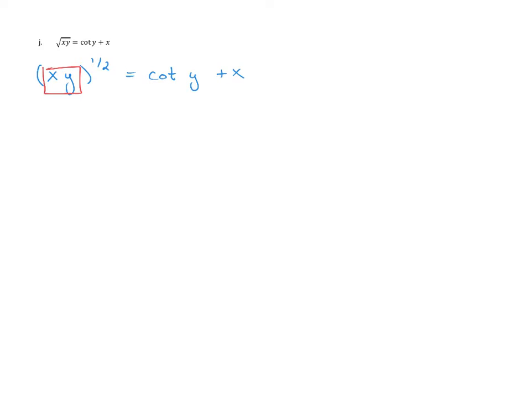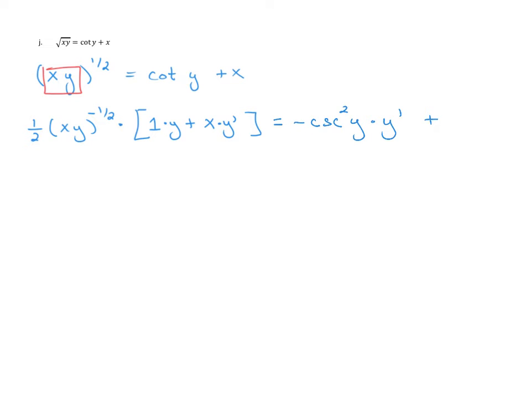Okay, so let's start by taking the derivative of the left. I bring down the 1/2, copy down the inside, subtract 1/2 from the exponent. But now I have to multiply by the derivative of xy, which is 1 times y plus x times y prime. On the other side of the equation, we have the derivative of cotangent, which is negative cosecant squared of y. But we have to multiply by the derivative of y. And then I put plus 1.